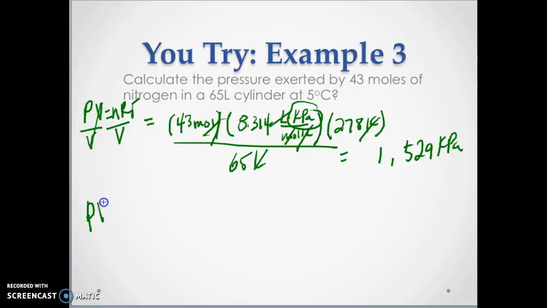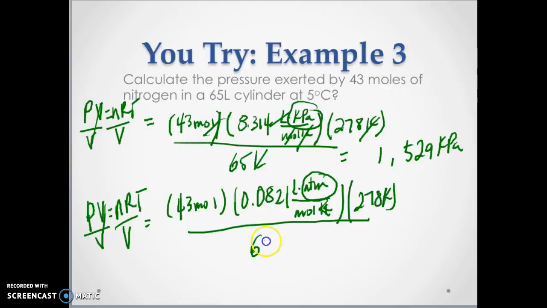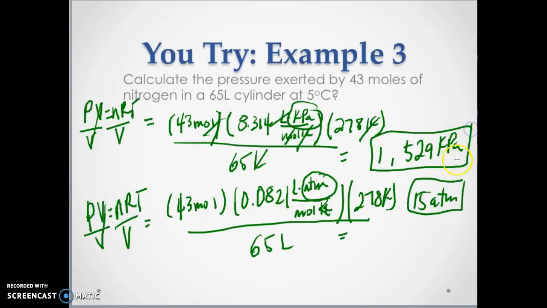The other way you could have done it is you could have used the other R. So when you solve for P, you get this again, and the moles stays the same. But let's say you use this R, which is liters times atmosphere over mole Kelvin. The only difference again is the unit of pressure, and when you do the math, you get 15 atmospheres. It doesn't matter, both of these are correct, it's just that they're in different units.